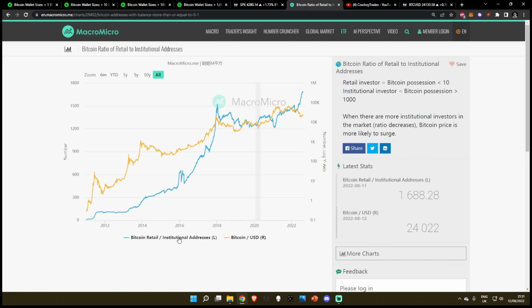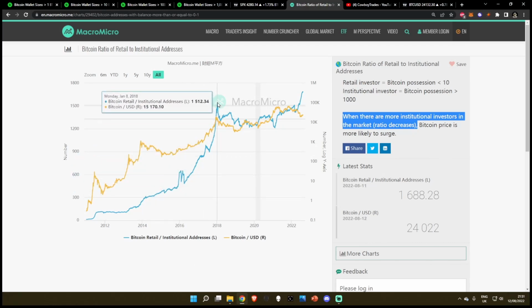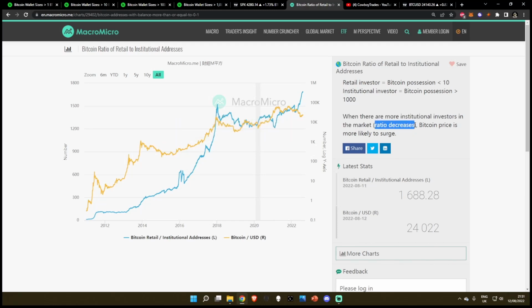We're typically interested in the blue line. Why we're interested in this is because typically when there are more institutional investors in the market, the blue line goes to the downside, because this is a ratio of the retail divided by institutional addresses. You can imagine when this line moves to the upside, in general there are more retail. When the line moves to the downside, that marks open areas of interest for institutional addresses. Hence, when the blue line decreases, that is when institutions are jumping back in and the Bitcoin price is likely to surge.